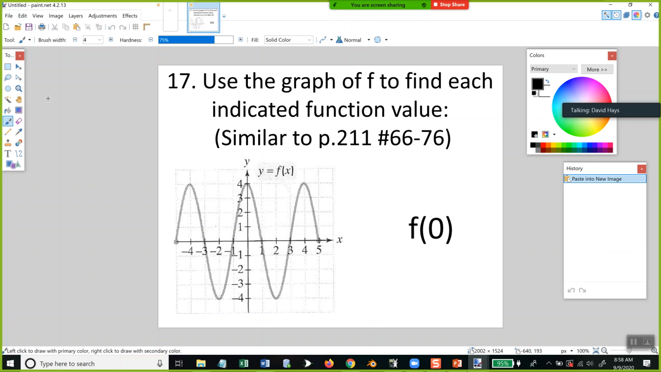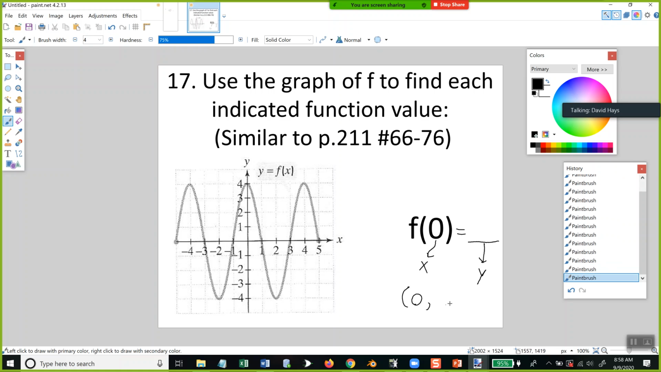Okay, so this is what we're trying to find. Trying to find f of 0. So we're trying to find something. I'll put a blank here. Whatever number is inside here is your x. This is your y. So we're looking for a point on a graph. Our x is 0. That's 0 comma something.